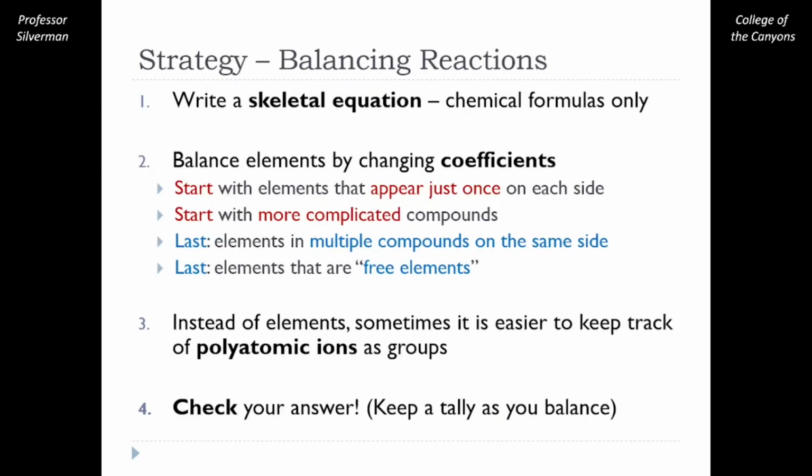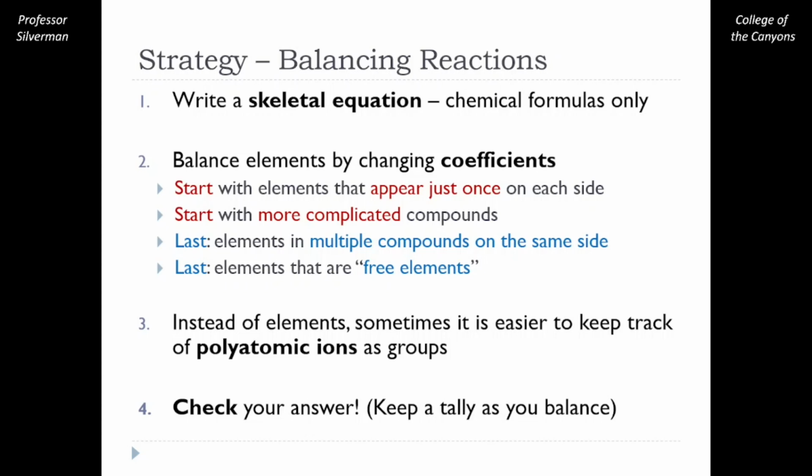Let's outline our strategy. We can start by writing what we call a skeletal equation, one where we only have our chemical formulas. This is unbalanced, but that's okay. We can do what we just did to adjust our coefficients to end up with a nice balanced reaction. Step 2, we can start adding those coefficients, changing those coefficients. Some tips here. Let's start with elements that appear just once on each side.